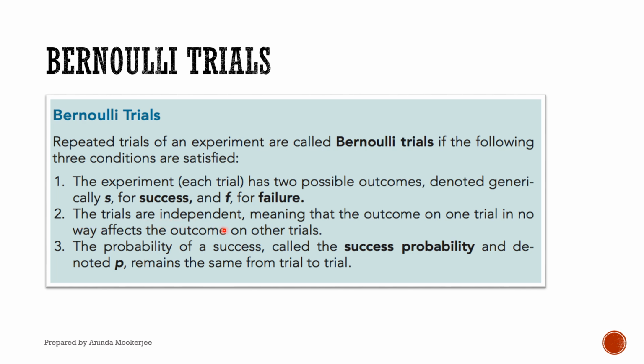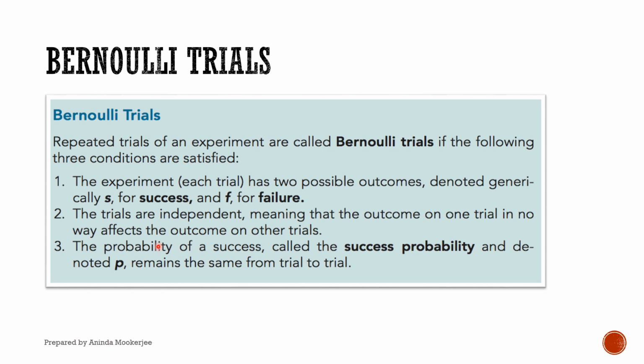Number two says the trials are independent, meaning that the outcome on one trial in no way affects the outcome on other trials. Remember, we talked about dependent and independent events, right? Now, Bernoulli trials must always be independent events. One example we discussed in a previous lecture was the gender of a baby at each birth. They were independent events. The probability of having a boy or a girl in the second birth is the same as the probability of having a boy or a girl in the third birth and in every subsequent birth.